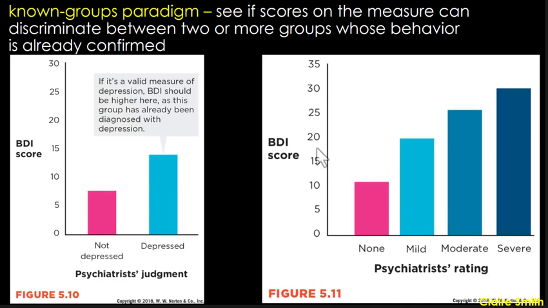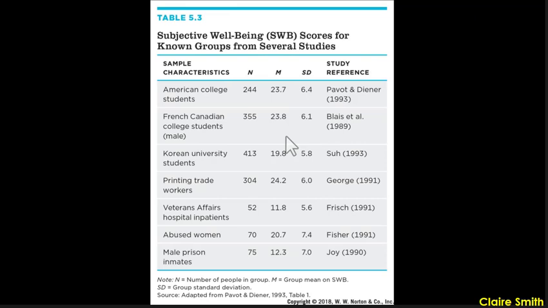So Beck's depression inventory is actually a valid way to measure depression. It's been used for a while now. And a similar test, subjective well-being scores. These are just the scores from a bunch of different studies looking at the subjective well-being of different people.